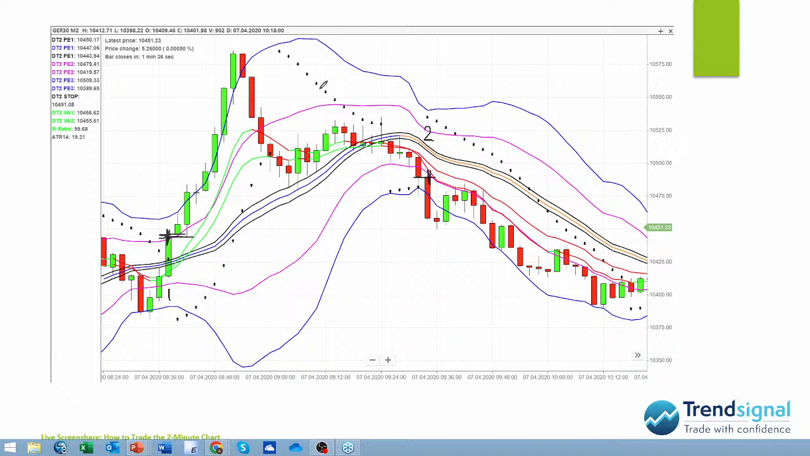Each of these candlesticks represents 2 minutes of time. This movement from 1 to say the top here, that's about 20 minutes. It's actually less than that, it's about 15 minutes.